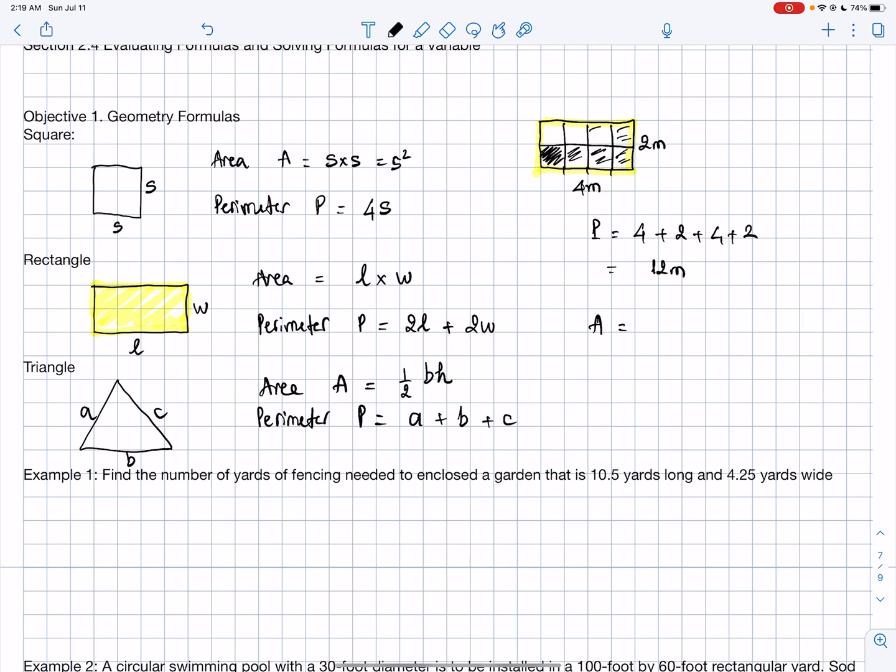So if we have any rectangle and we want to find the area, we don't have to divide like this and count like that. All we need to do is length times the width. So we do 4 times 2 and it's equal to 8. And this is 8 square meters. So square meters means this shape needs 8 squares. The unit is 1 meter for the side of that square to fill out the shape.